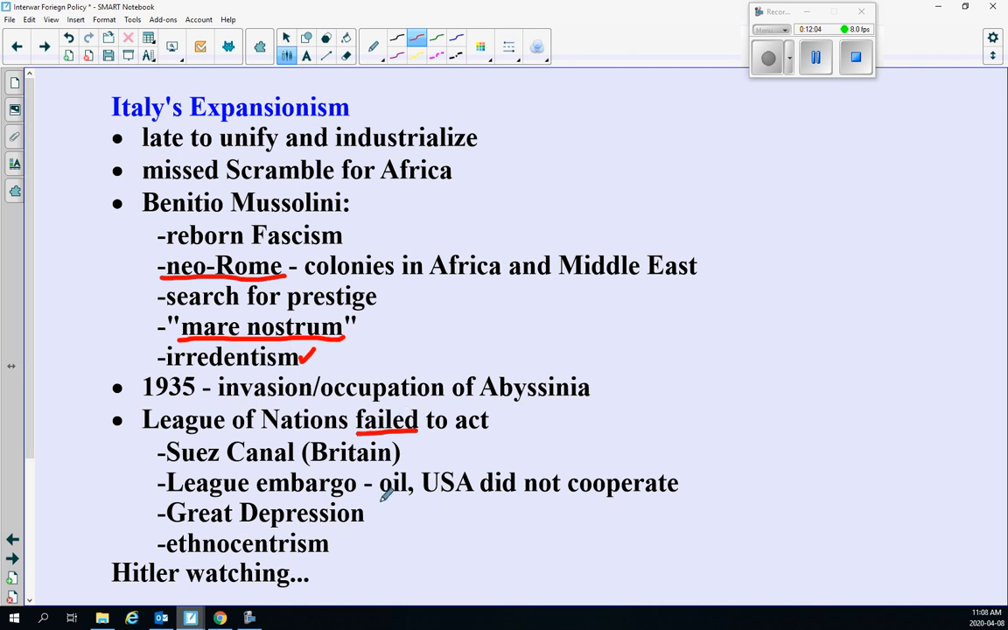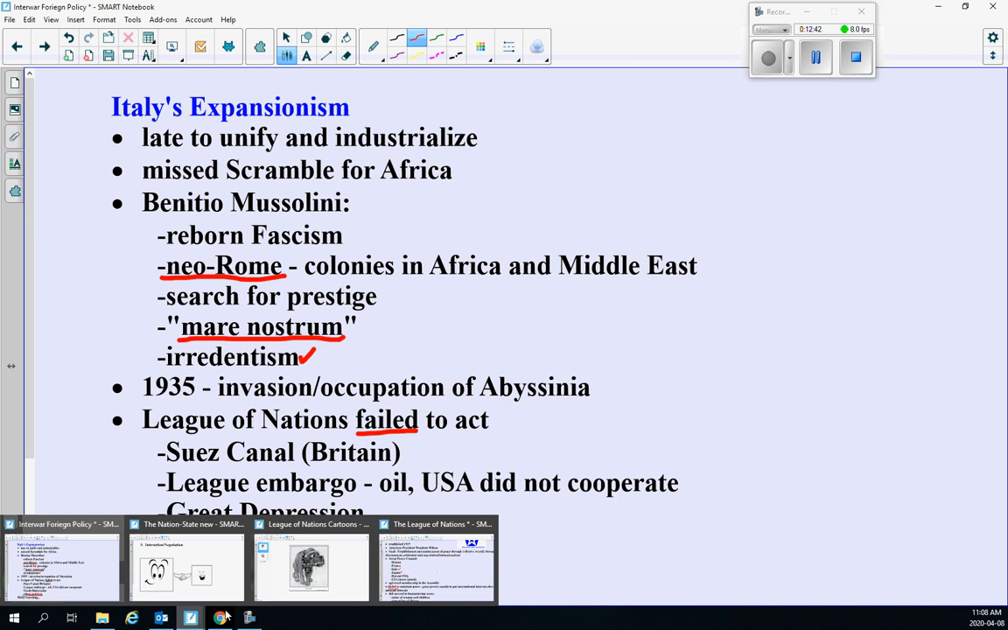Britain didn't want to get involved because they didn't want to jeopardize their control over the Suez Canal. The League did embargo oil. They didn't sell oil to Italy, which Italy really needed, but America wouldn't cooperate. They continued to sell oil to the League, so the embargo really didn't work. Again, the world is in the throes of the Great Depression. They have other economic problems, and let's be honest, Western Europe and the whole Western Hemisphere is very ethnocentric itself. They weren't willing to do much to help an African country. So again, the League failed to act. They sat that one out.